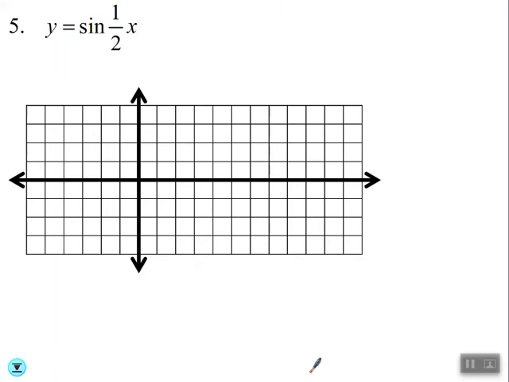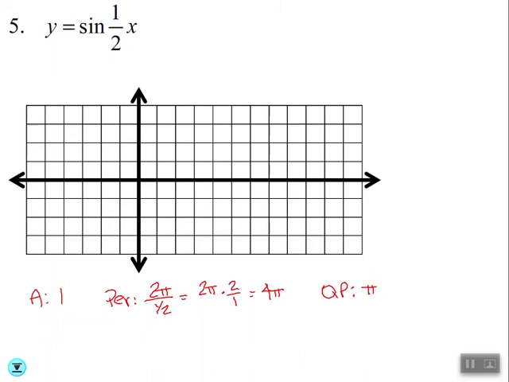Next, let's look at y equals sine of 1/2 x. My amplitude is 1. Our period is 2 pi divided by b, which is 1/2. Since we're dividing by a fraction, that's the same as multiplying by the reciprocal. So we get that our period is 4 pi. The quarter period will be 4 pi divided by 4, which is pi.